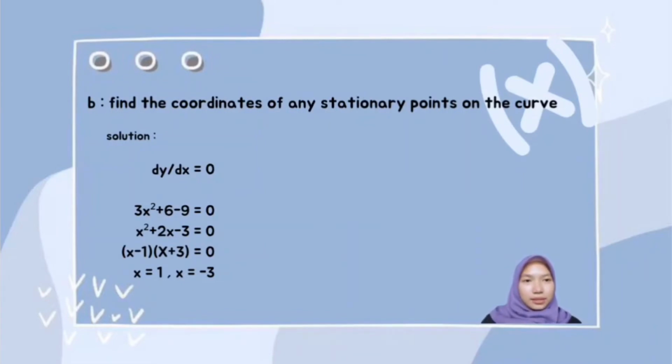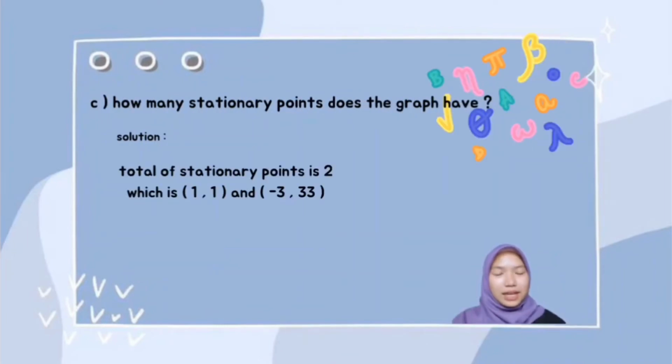When x = -3, y = (-3)³ + 3(-3)² - 9(-3) + 6. So we got 33. For question C, how many stationary points does the graph have? So the answer is 2, which is (1, 1) and (-3, 33).